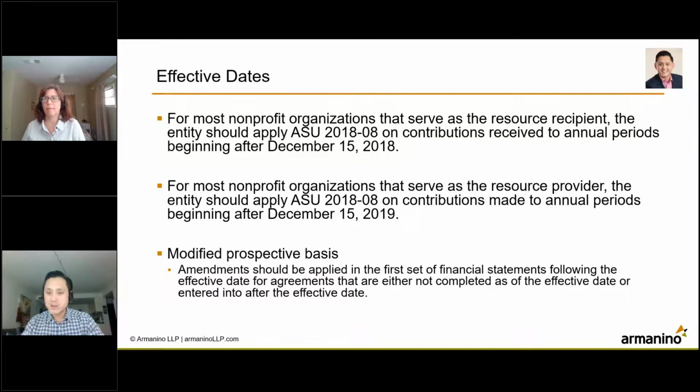All right. So when does 2018-08 go into effect? For nonprofits that are receiving the resources, it goes into effect for contributions received for fiscal years beginning after December 15th, 2018. So if you're a calendar year end, the standard is in effect for your 12/31/19 year end. If you're a 6/30 year end, it's going to be in effect for 6/30/2020. For resource providers, you're the grant maker, this goes into effect 1 year later. So 12/31/2020 for calendar year end folks, and 6/30/2021 for 6/30 year end folks.